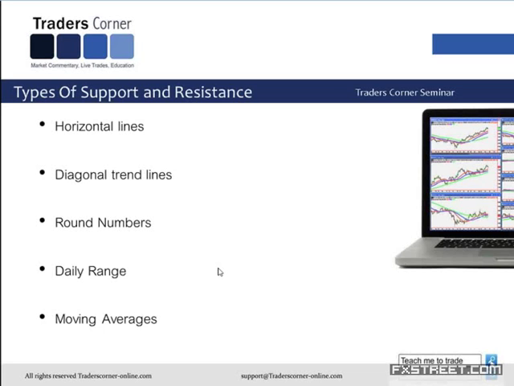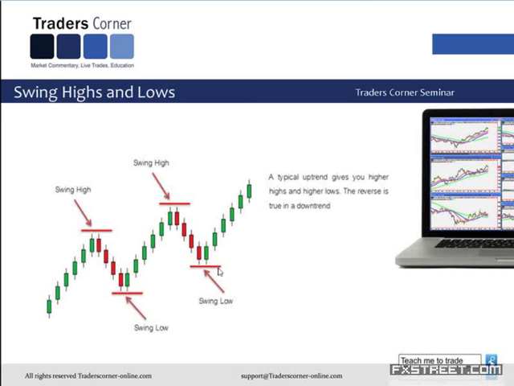And finally, the other type of support and resistance is a moving average. So I use the 20, the 60, and the 100. And I like to see the price pull back to these levels and then show me some sort of price action at these levels, give me an indication that I want to be getting into the markets. Does that make sense to everybody so far?